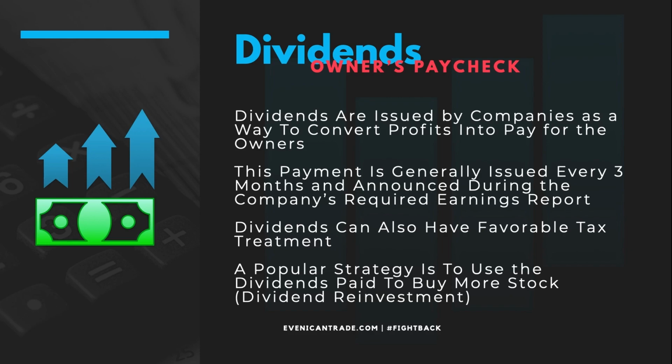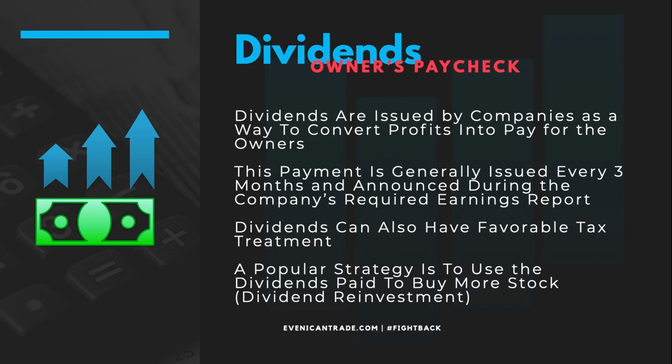So some companies will issue dividends as a way to return profits directly to the pockets of shareholders. This payment generally, although not always, is issued every 3 months and usually announced during the company's required earnings report that they have to deliver as part of the agreement to be listed as a publicly traded company. Dividends also can have a favorable tax treatment. Look into that with your tax advisor a little bit more, but there are different regulations around dividends sometimes.